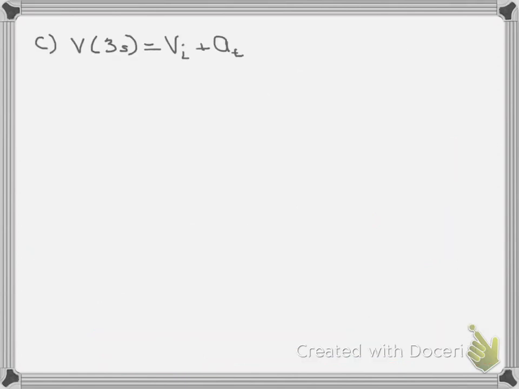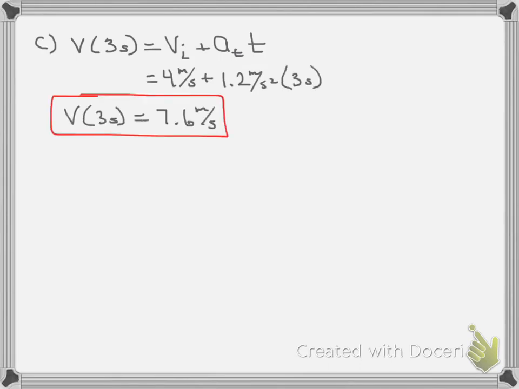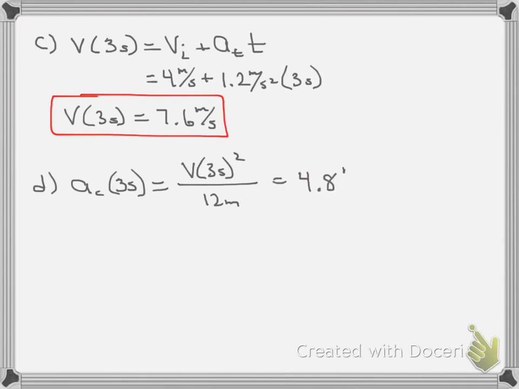So let's look at the speed of the bird at 3 seconds. If it gains speed at 1.2 meters per second for every second it travels, at 3 seconds its speed is 7.6 meters per second. And its centripetal acceleration at that point would then be 4.8 meters per second squared.